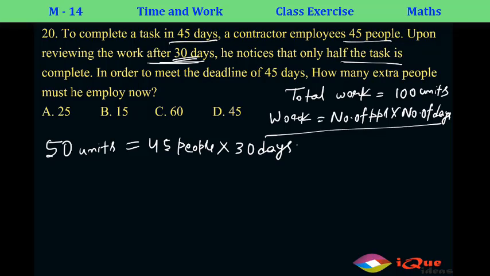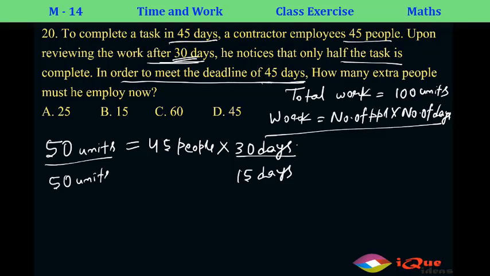And in the second case, in order to meet the deadline of 45 days. Now, so out of a deadline of 45 days, 30 days are already gone. So how many days are remaining? 15 days. And how much work is to be done? So out of 100 units, 50 unit work is done. So that means remaining work is 50 units. So how many people will be required? Let's say it is equal to X people into 15 days. Now let's divide these two equations.